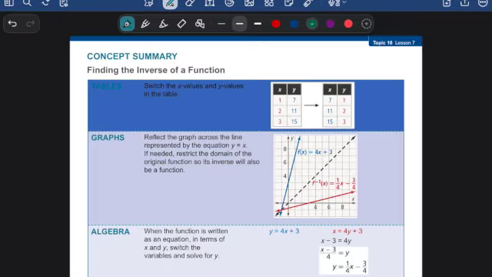All right, you've made it to the concept summary for inverse functions. The key to inverse functions is just to remember to switch the input values for the output values. And then your final equation for the inverse function, you need to solve for y and get it back into slope-intercept form.